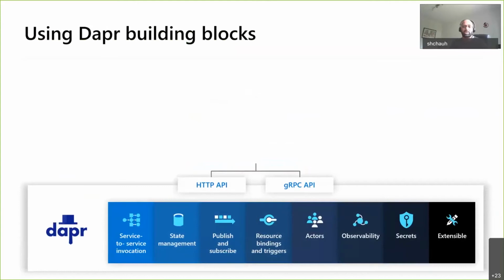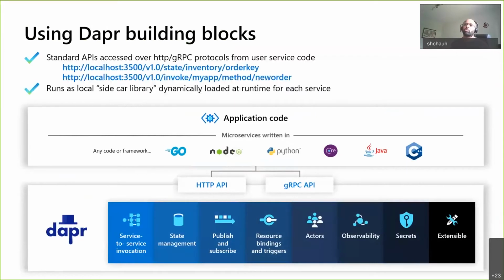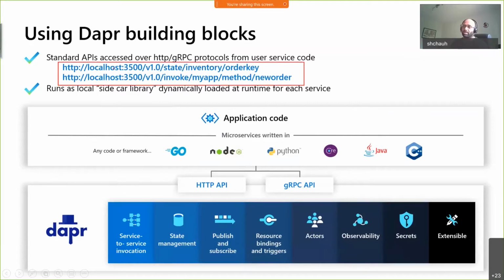Now, how do you use these Dapr building blocks in your services? Dapr runs as a sidecar process or a container, and it is exposed to your code as a local endpoint. As you can see here, Dapr runs as a sidecar, and you can get all the functionality out of Dapr with this localhost call. I'm doing a localhost call on port 3500 where my Dapr sidecar is running, and I'm doing some operation like state or service to service invocation.